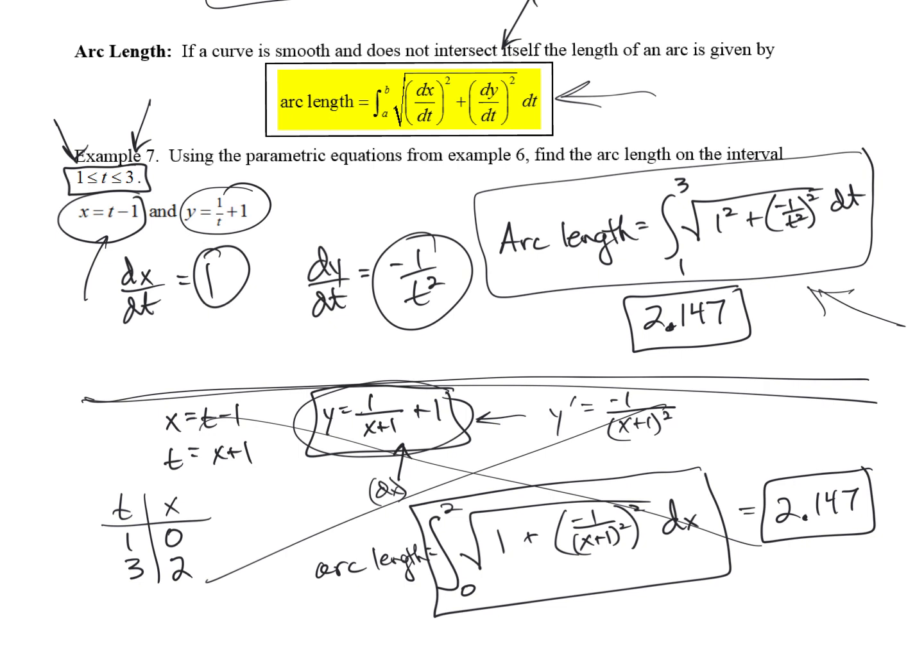I think number 5 ends up being an ellipse when you graph it. It's kind of an interesting graph there.